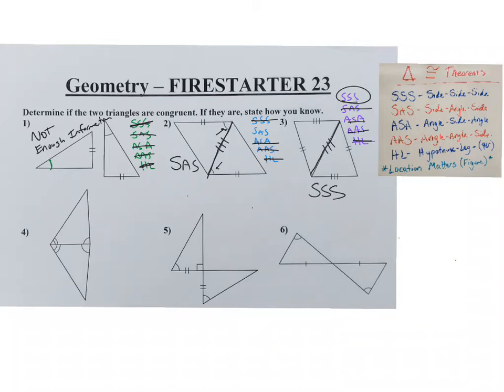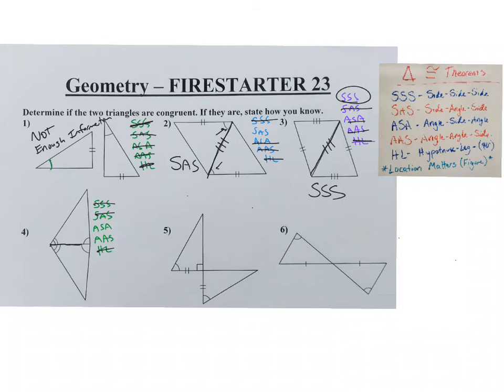Number 4, same thing. I start off with side, side, side, side, angle, side, angle, side, angle, angle, angle, side, hypotenuse leg. So it cannot be hypotenuse leg because there's no 90. I see angles, so there's no way it's side, side, side. I see 2 sets of angles, so there's no way it's SAS. Now I see 2 angles. I got to figure out if there's a side. If I can't figure out a side without just looking at it, then there's not enough information.